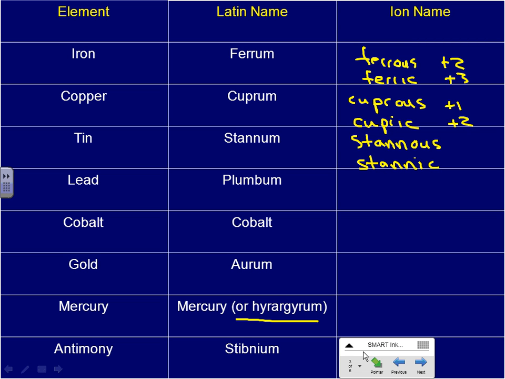Okay, let's continue. Put up my two numbers for tin. 2 and 4. So stannous is low, +2, +4.